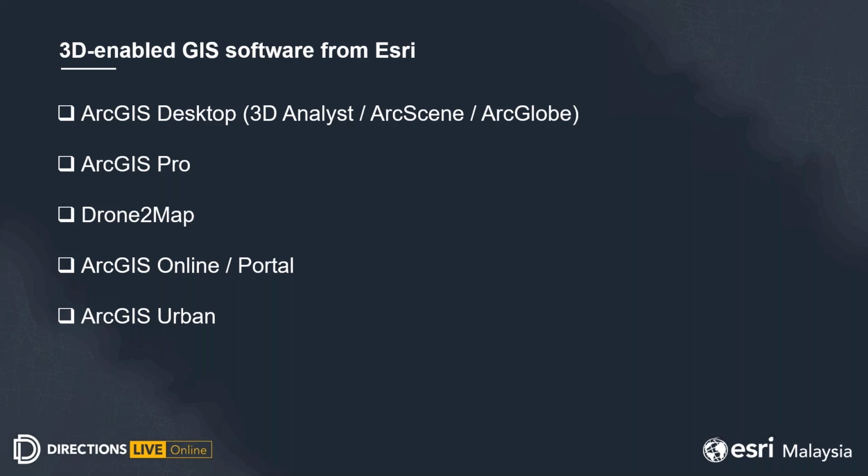And next is Drone2Map. Drone2Map is an image processing software that can create outputs, point cloud and integrated mesh, as 3D datasets. And it can even publish them straight away to Portal for ArcGIS or ArcGIS Online, which are capable of hosting and streaming that 3D data as a hosted scene layer, which will then be consumed by desktop, mobile, or online clients. And the last is the new software called ArcGIS Urban. We will talk about that a bit later.